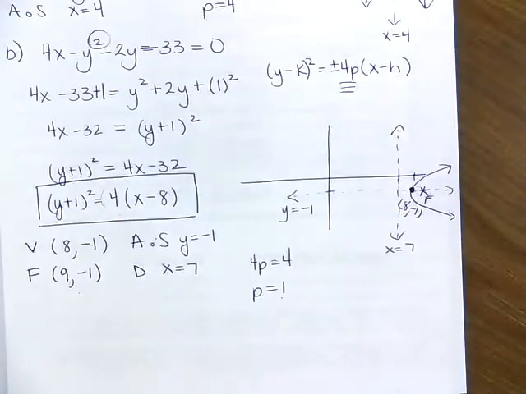Okay, now we're going to go backwards. So now I'm going to give you the information, and we're going to write the equation, which happens to be easier and quicker.